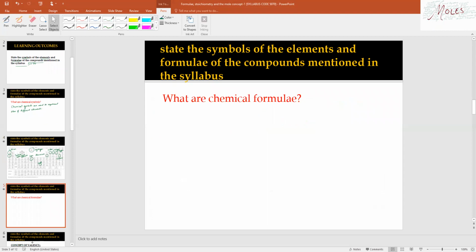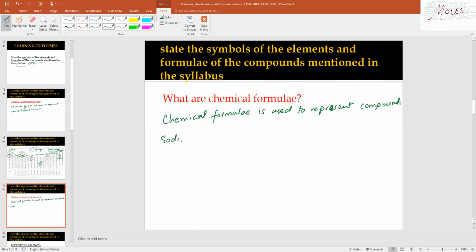What are chemical formulae? A chemical formula is used to represent chemical compounds, either ionic or covalent.